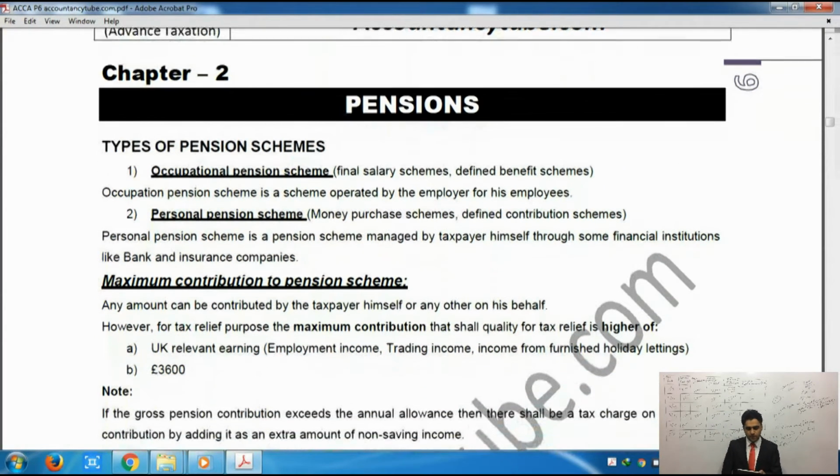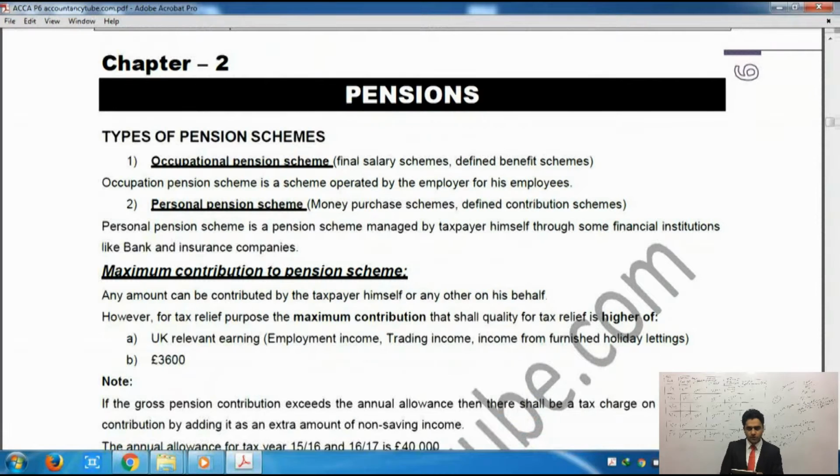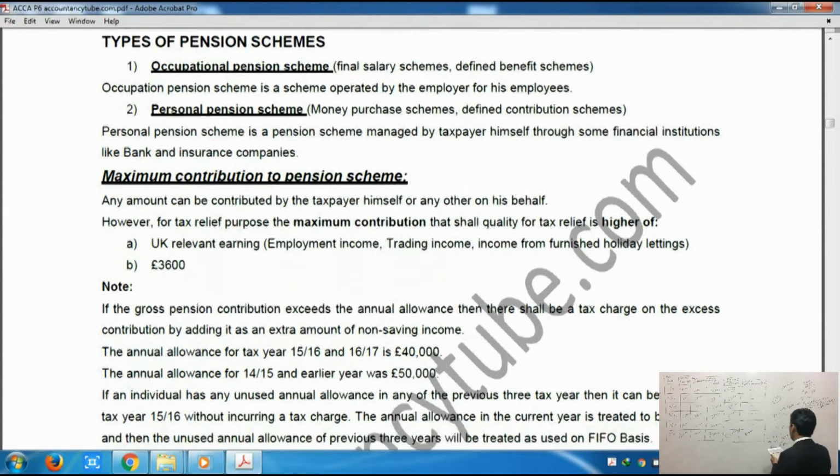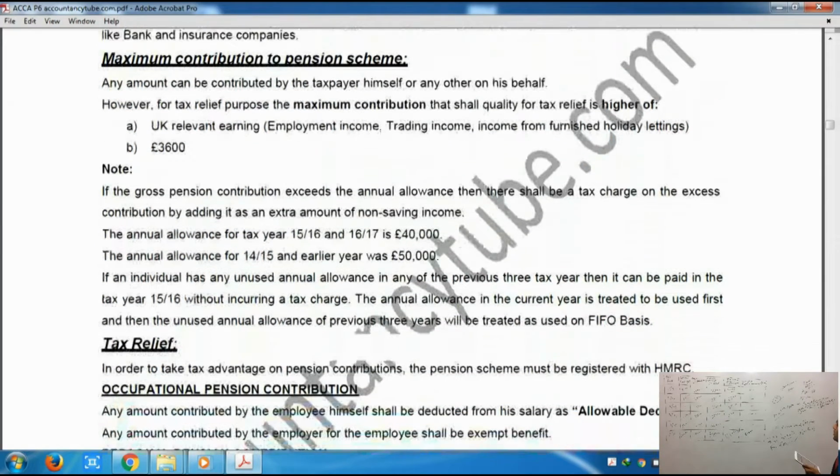I already explained in the previous lesson, occupational pension and personal pension scheme. Occupational is with your employer and personal is by your own self, you manage it. Then it says maximum contribution to pension scheme. The maximum contribution that shall qualify for tax relief is the higher of, as I showed you on the board as well.